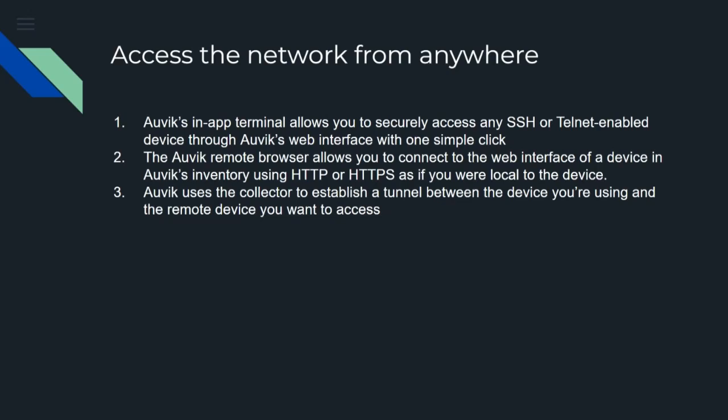The next feature is access the network from anywhere. Alvik in-app terminals allow you to securely access any SSH or Telnet enabled device through the Alvik web interface with one simple click. The Alvik remote browser allows you to connect to the web interface of a device in your inventory using HTTP or HTTPS as if you were local to the device. Next, Alvik uses the collector to establish a tunnel between the device you are using and the remote device you want to access.